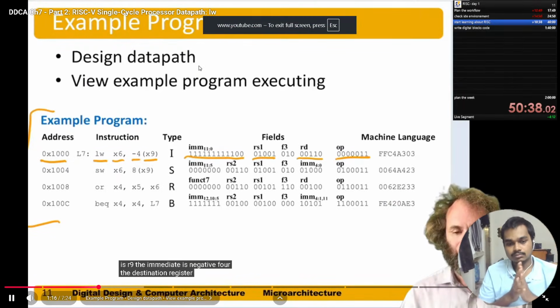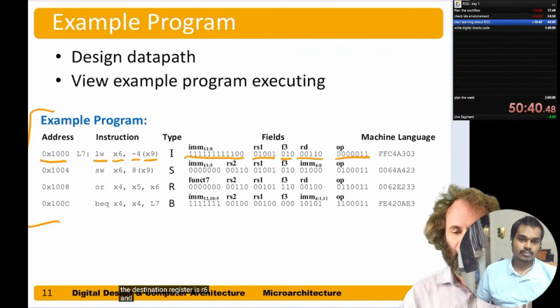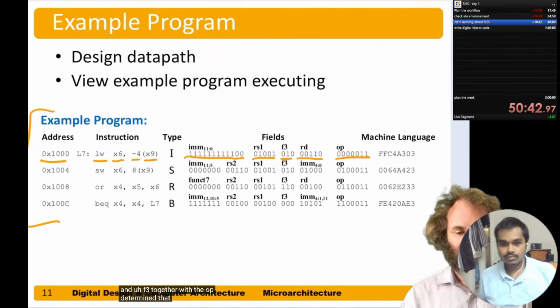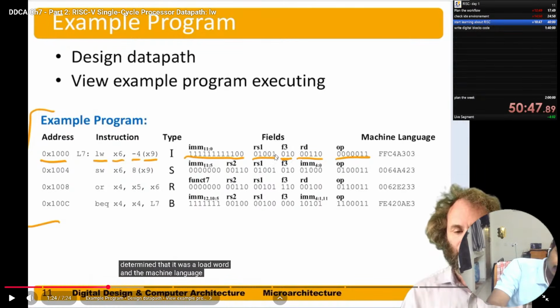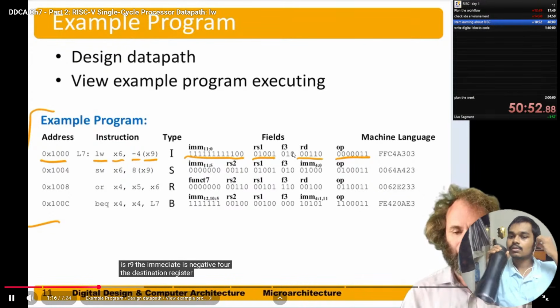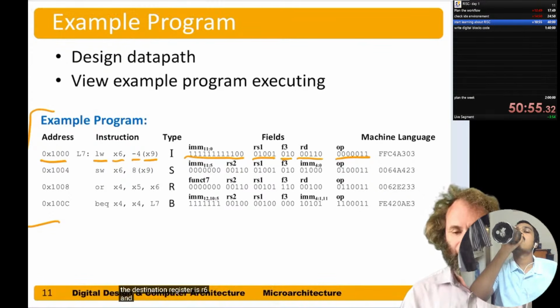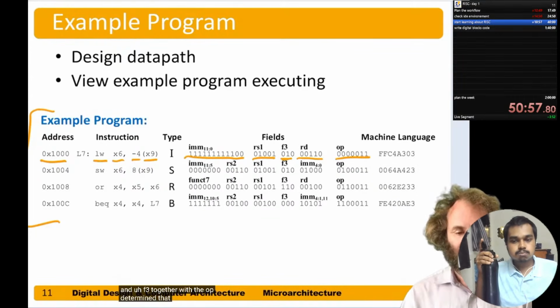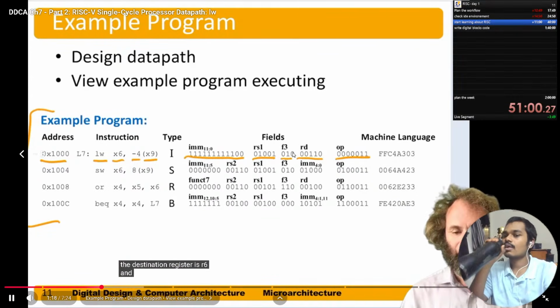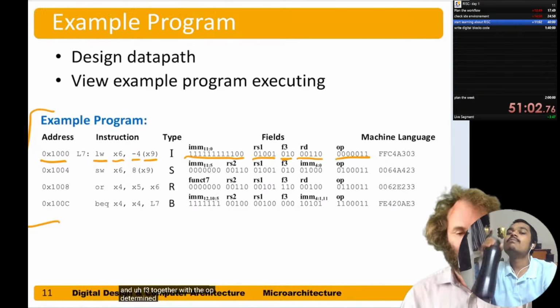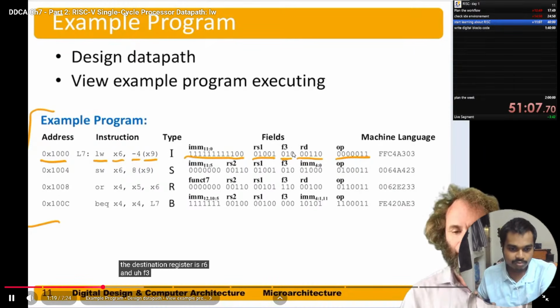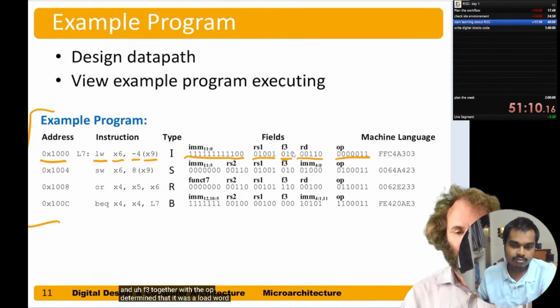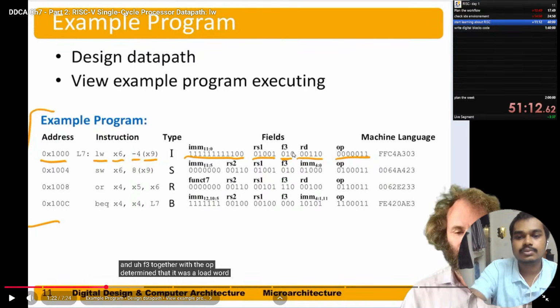The destination register is R6, and F3 together with the op determined that it was a load word. And the machine language. What is this again? F3 together with the op determined that it was a load word. Oh, F3 and R.